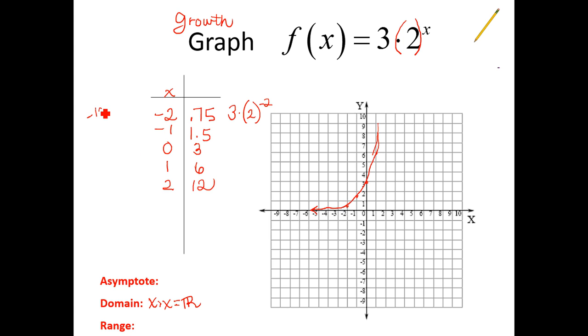If you were to plug in -10 for x, your y value would be 0.0029. That's really close to 0, but it isn't quite 0. If you plugged in a -100, your y value would be 0.0000000, 30 zeros, and then 87 something. So I know that that is super close to 0, but it's never going to touch 0.